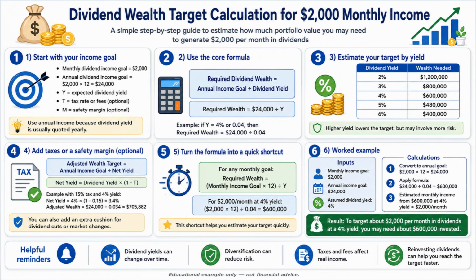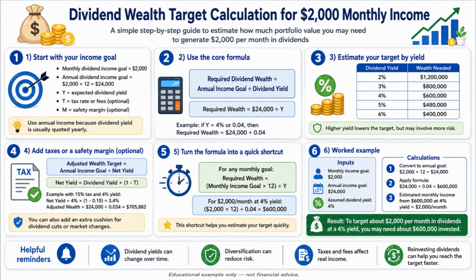For example, if your average dividend yield is 2%, you may need about $1,200,000. If the yield is 3%, the target becomes about $800,000. At 4%, the estimated wealth needed is about $600,000. At 5%, it drops to around $480,000. And at 6%, it becomes about $400,000. So, a higher yield lowers the wealth target, although it may also come with higher risk.